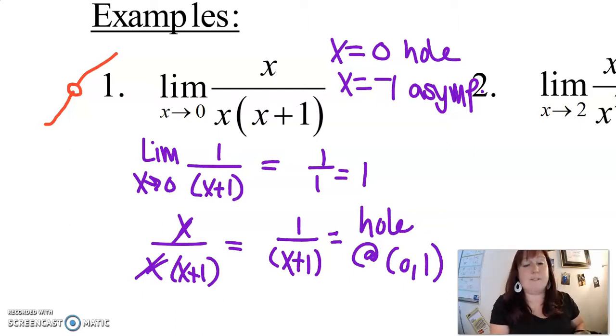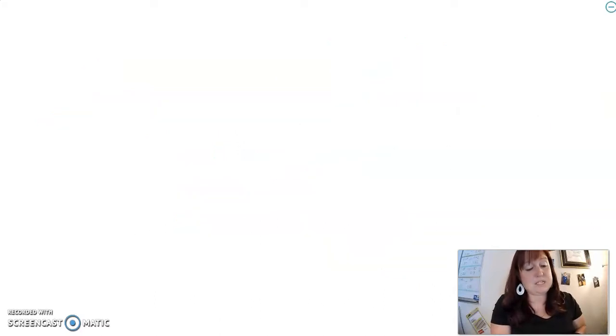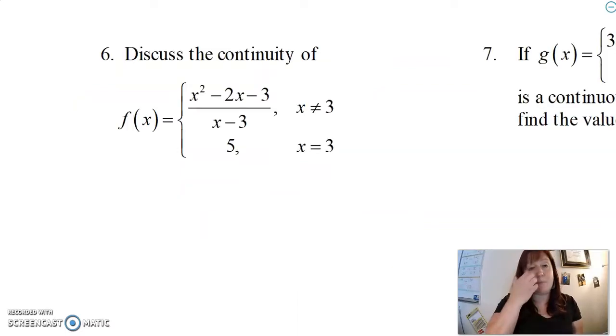So let's look at another type of problem. We're going to discuss the continuity of this piecewise function. If my computer ever catches up, there it is. Okay, so this says that when x is not equal to 3, we're looking at this function, and when x equals 3, we're looking at this function. So let's figure out what these functions are.